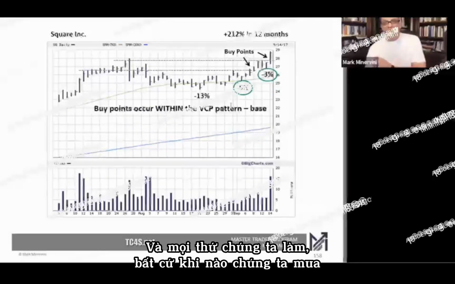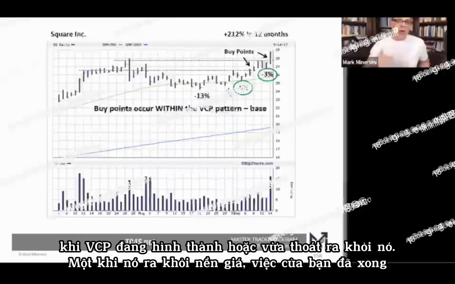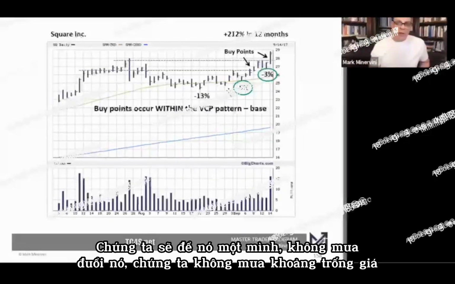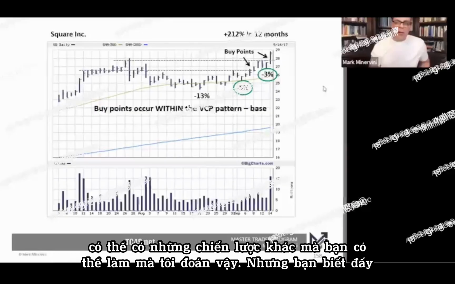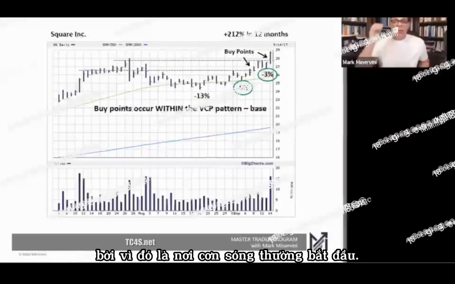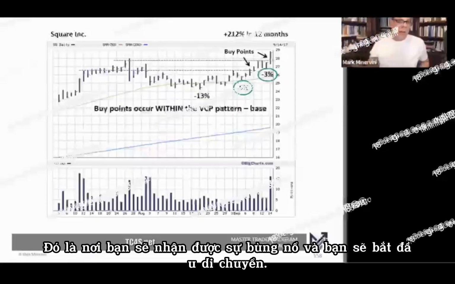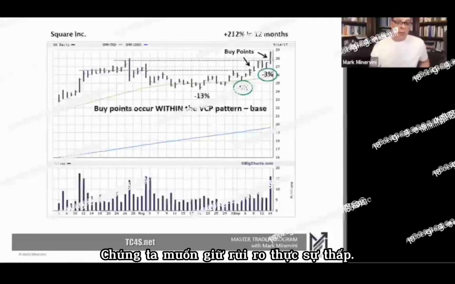And everything that we do, whenever we're buying, we're always buying within the base or just coming out of the base, within the VCP progression, or just coming out of it. Once it comes out of the base, that's it. We're leaving it alone. We're not chasing it. We're not buying gaps. Maybe there are other strategies you can do that, I guess. But we only want to be buying within the base, because that's where the move generally starts. That's where you'll get that explosion, the start of the move, and that's where risk is the lowest, and that's the key. We want to keep the risk really low.